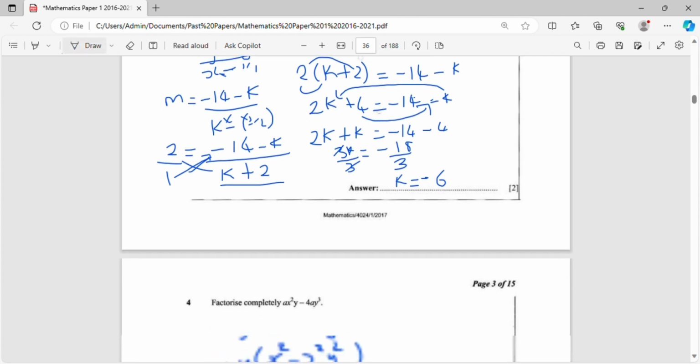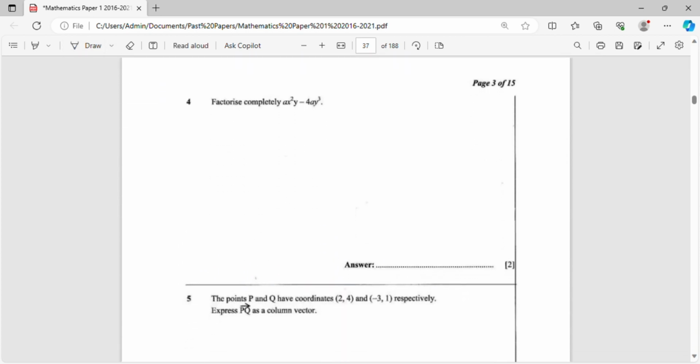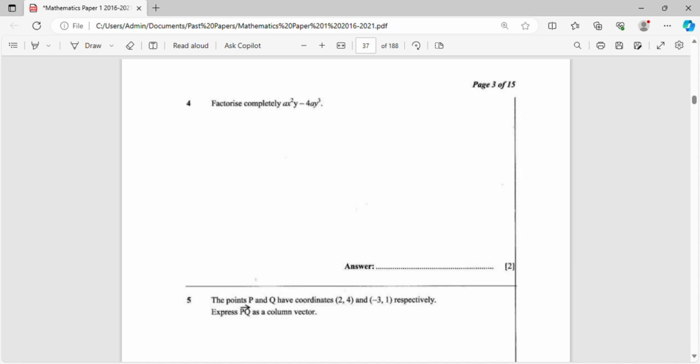So we now move on to the next question, which is on factorization. And usually in paper 1 factorization, you do need to do the difference of two squares. So in this question, it says ax squared y minus 4ay cubed. What we're going to do first is factorize it. We're going to find what's common in both of these terms. Here, what we can factorize is a and also y, because it's there in both of these terms.